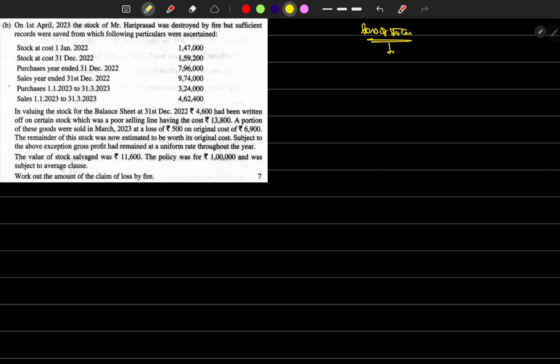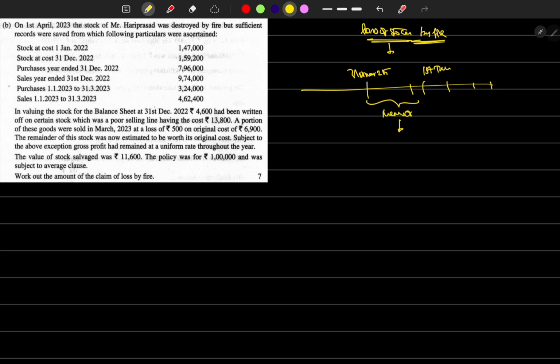Loss of stock by fire. This chapter is full of fire only. Fire can occur at any time period, for example on the 31st March 2025, or if fire occurs on 1st June, then this period would be the memorandum trading account we have to prepare.